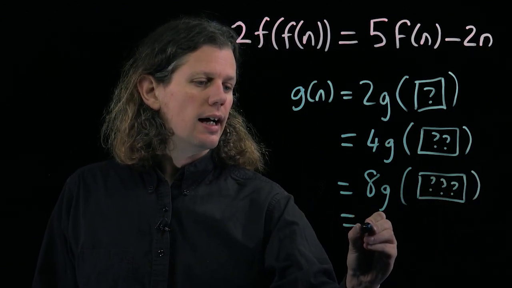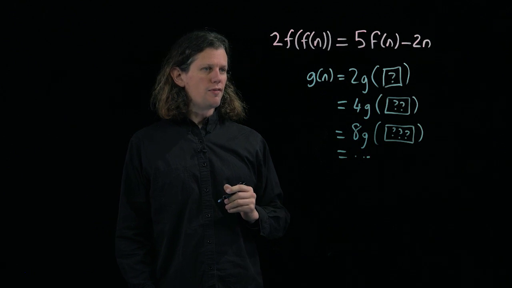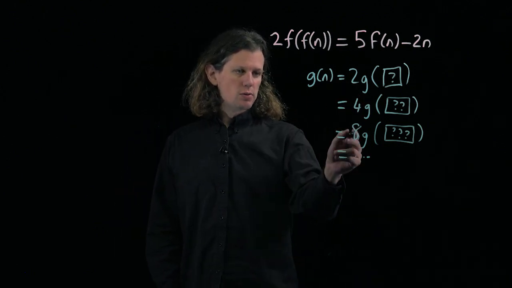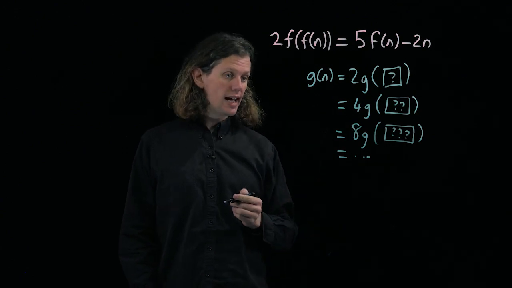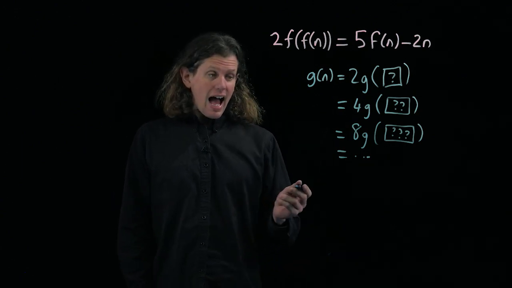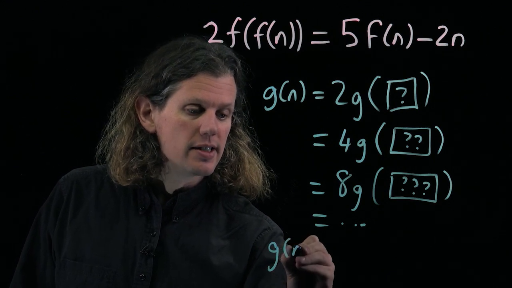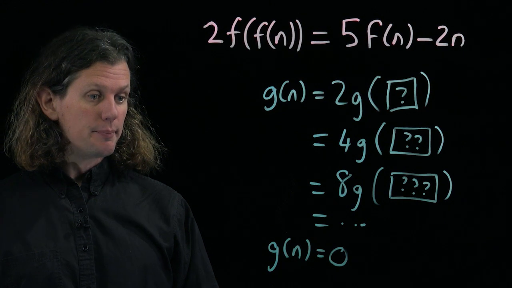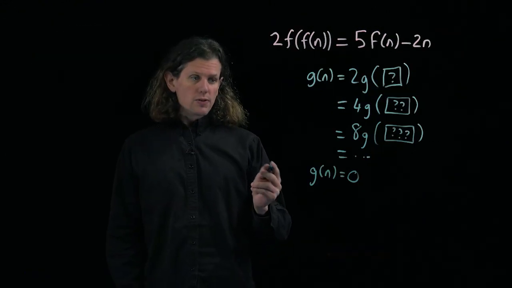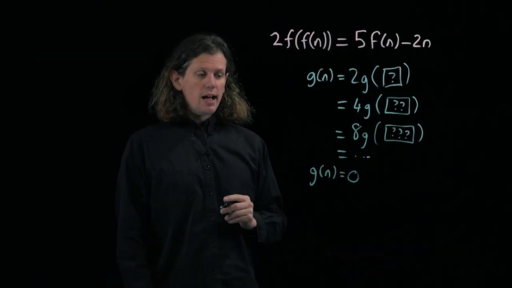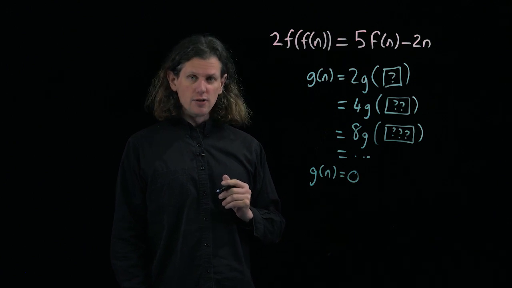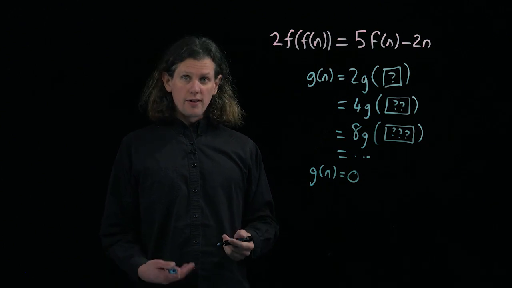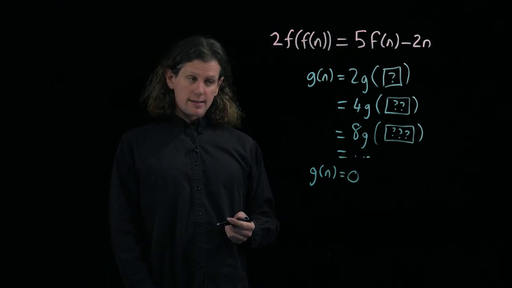And we can keep doing that. And if we keep doing it, what we find is that g of n is a multiple of 2, g of n is a multiple of 4, g of n is a multiple of 8, and in fact, it's a multiple of 2 to the k for all k. And that, of course, means that g of n has to be 0. 0 is the only number that's a multiple of 2 to the k for all k. But that does exactly what we want. We've shown that g of n is 0, and that shows that the difference between f of n and 2n is 0, and that shows that f of n is 2n. So we found that there's a solution 2n, and it's the only solution.